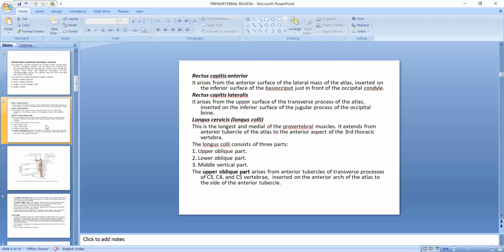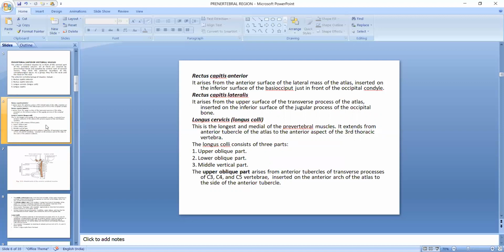Rectus capitis anterior arises from the anterior surface of the lateral mass of the atlas and is inserted on the inferior surface of the basi-occiput just in front of the occipital condyle. Rectus capitis lateralis arises from the upper surface of the transverse process of the atlas and is inserted on the inferior surface of the jugular process of the occipital bone. Longus cervicis is the longest and medial of the prevertebral muscles. It extends from the anterior tubercle of the atlas to the anterior aspect of the third thoracic vertebra.